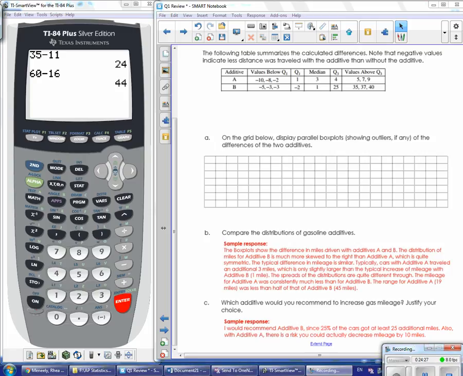45 miles. So when you're asked which additive you would recommend to increase gas mileage, I would recommend additive B, since 25% of the cars got at least 25 additional miles. Also with additive A, there's a risk that you could actually decrease mileage by 10 miles.